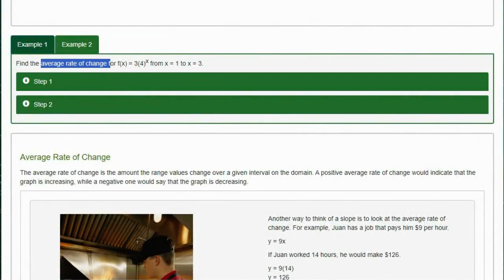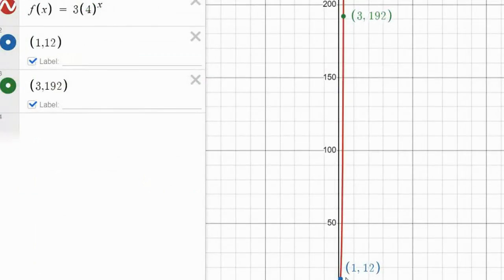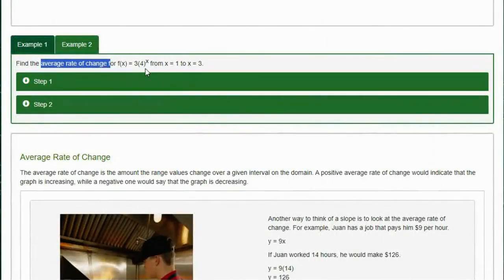So there's two ways to do that. One, we can graph it and see what they're equal to. They're equal to 12 when x is 1. It's equal to 192 when x is 3. Or you can just do the math. You can make this an exponent of 1, 4 to the first power times 3. Well, 4 to the first power is 4, times 3. We knew that would be 12. Or we can put the 3 in there. So 4 to the third power is 64. 64 times 3 is 192.